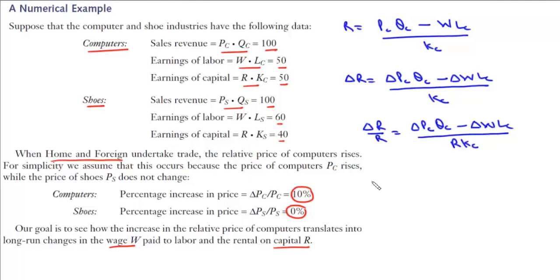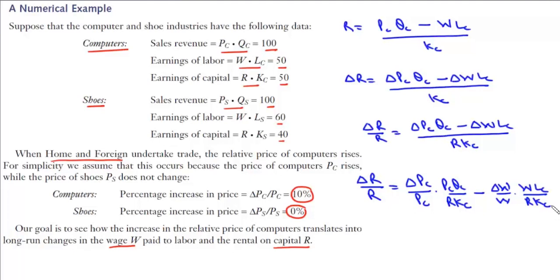Now we can further split this as delta R upon R equal to delta PC upon PC into PC QC upon RKC minus delta W upon W into WLC upon RKC. Now here we are going to plug in this data.